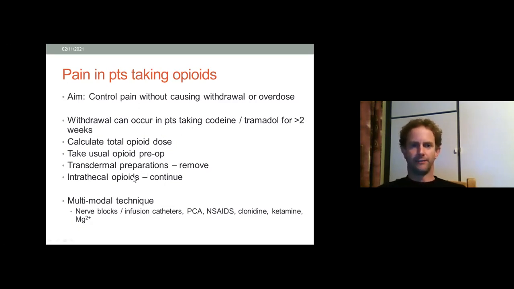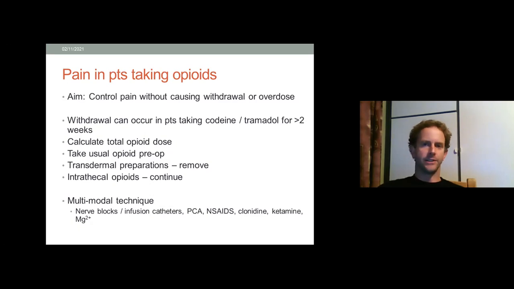All the studies show that if they're getting intrathecal opioids through an implanted pump, then that needs to continue. And the technique for anybody is very much the same. It's a multimodal technique. So think about nerve blocks, nerve infusion catheters, give them a PCA so they're in control of their opioid requirements, and then all the usual adjuvant medications like NSAIDs, clonidine, ketamine, magnesium.